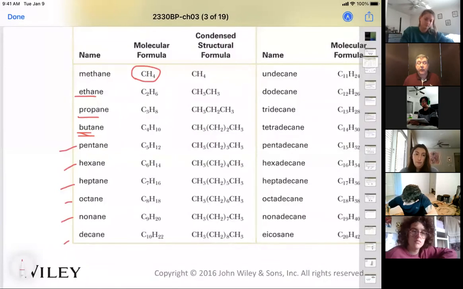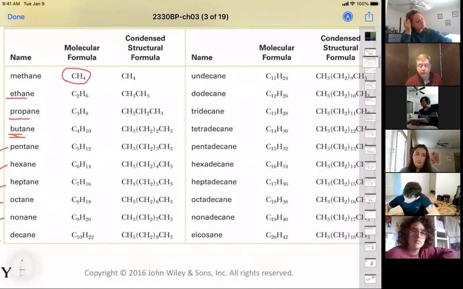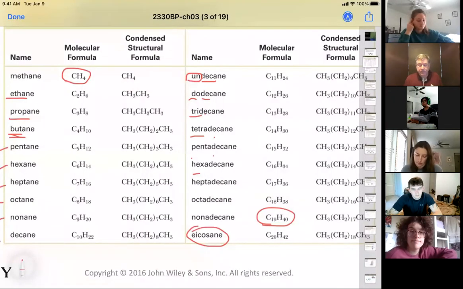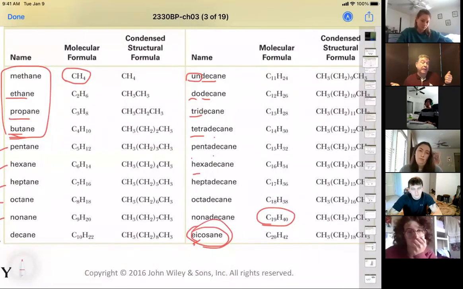And then once you get to the higher ones, you have un, which means 1, deca, so 1 and 10, 11. Do, meaning 2, deca, 10, 2, 10, 12. Trideca, tetradeca, pentadeca, hexadeca, heptadeca, nonadeca. So you can get all the way up to 19 with this nice little systematic way until you get up to 20, which is icosane. But that's one you'll have to remember. So it's these first 4 right here and this icosane that you might have to commit to memory. The rest of them follow that pattern pretty well.